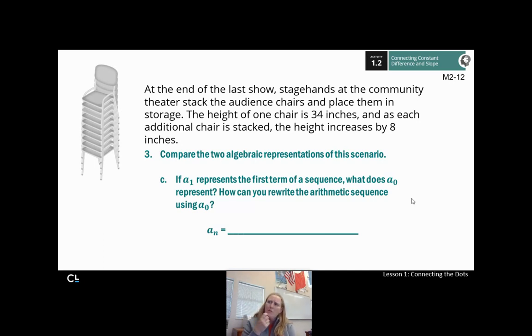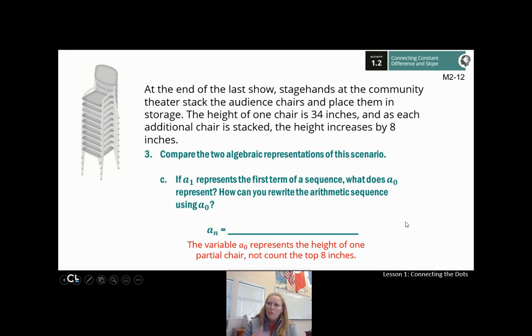So, okay, I was giving this some thought. If a sub 1 is the first term, a sub 0 would be the height of one partial chair, just without counting that top 8 inches. Because a sub 0 would be our y-intercept, wouldn't it? Yeah, it would. So how could I rewrite my arithmetic sequence, right? Because we usually have a sub n equals a sub 1 plus d times n minus 1. But what if I don't want to use a sub 1? What if I want to use a sub 0 instead? There is a way to rewrite it.